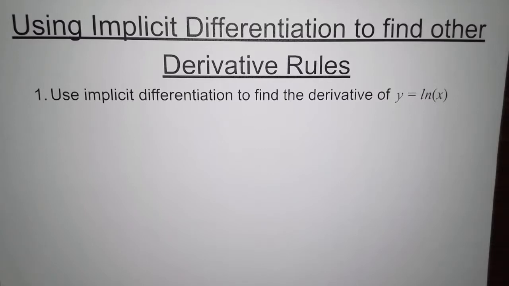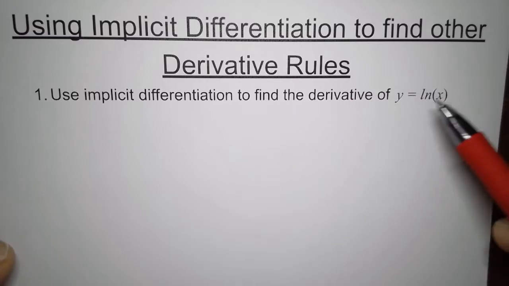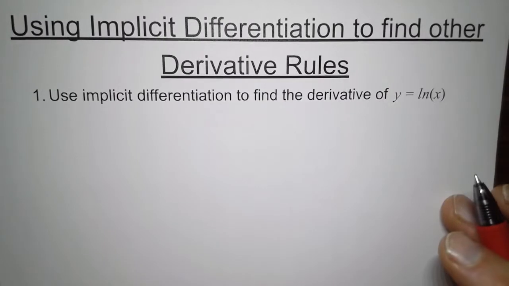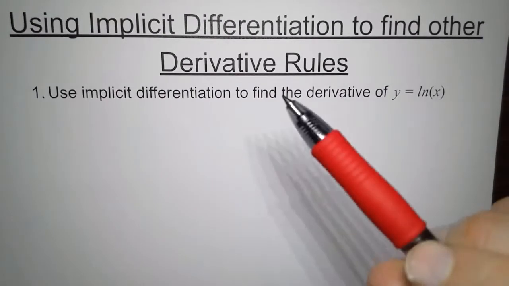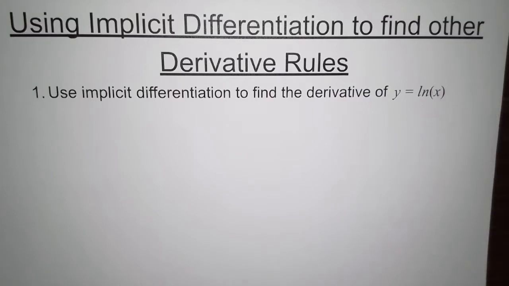So let's get started. Up till this point, we only know the derivatives of some functions, but not all of them. Looking at this first problem, we don't know what this derivative is, y equals ln of x. At face value, we can't do this. But because we now have implicit differentiation under our belts, we can use that idea to help us with this. How do we do that?